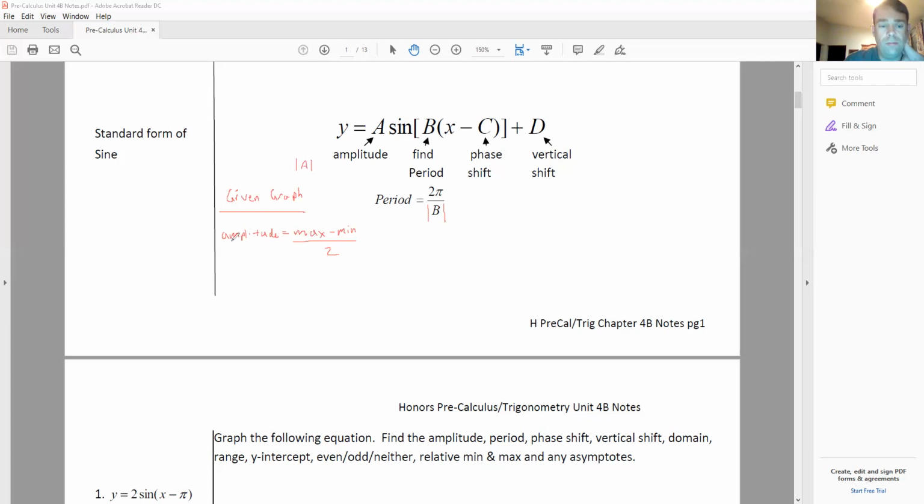So in our case, let's go back and take a look at just a regular sine graph. We said that the largest value is 1, that the range is from negative 1 to 1. So 1 minus negative 1 divided by 2. So 2 over 2 is 1. So y equals sine x would have an amplitude of 1.